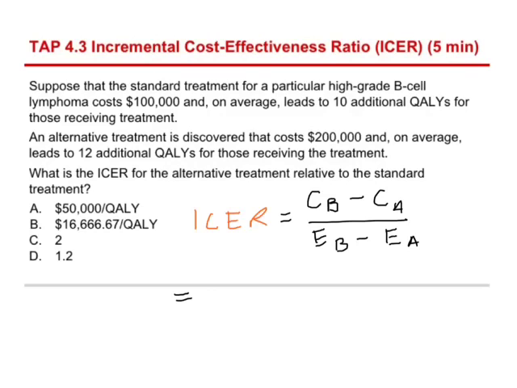Anyway, in this case, we're given that the QALY goes up from 10 additional quality adjusted life years on average to 12. The costs, though, of this alternative treatment are $200,000 instead of $100,000. So just implementing this formula, not much fancy going on.